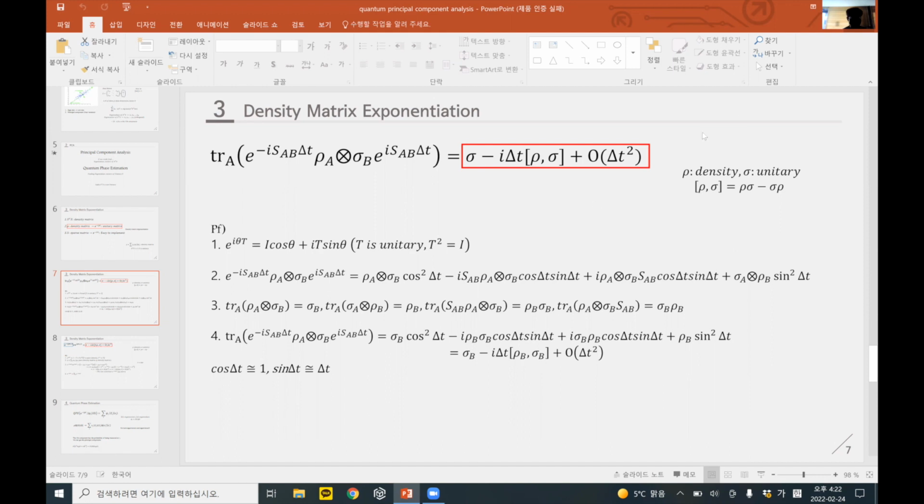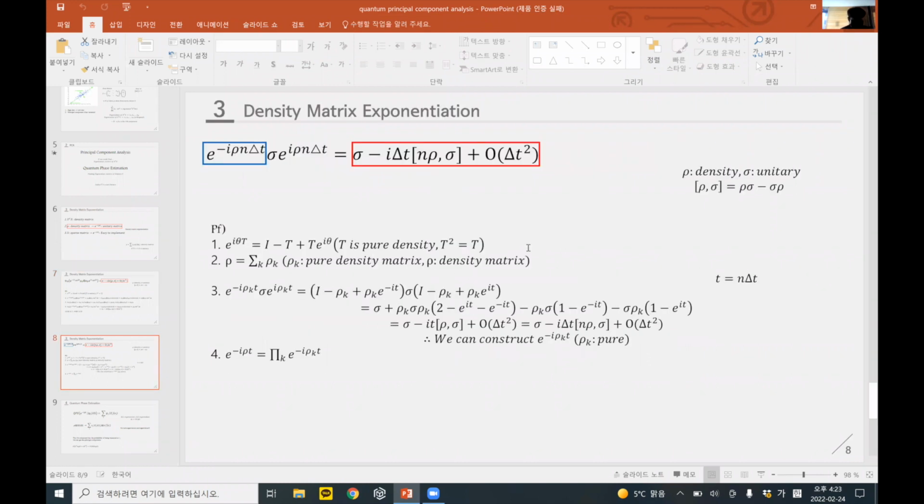Oh, okay, thank you. And I have another question on the next slide. Okay. In the last line, e to the power minus i rho t goes to like that. But do you know the BCH formula? Baker-Campbell-Hausdorff. Have you heard of it? Can you say that once more? Baker-Campbell-Hausdorff formula. No, I haven't heard of it.